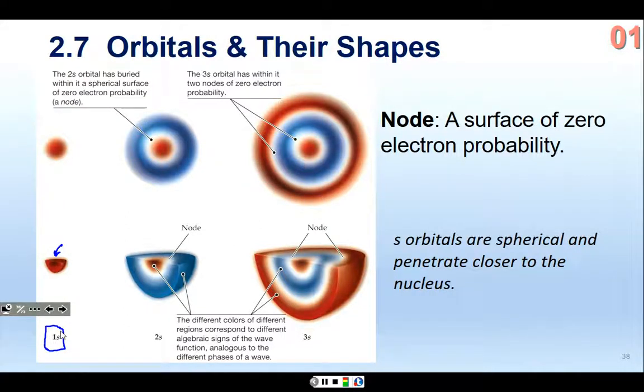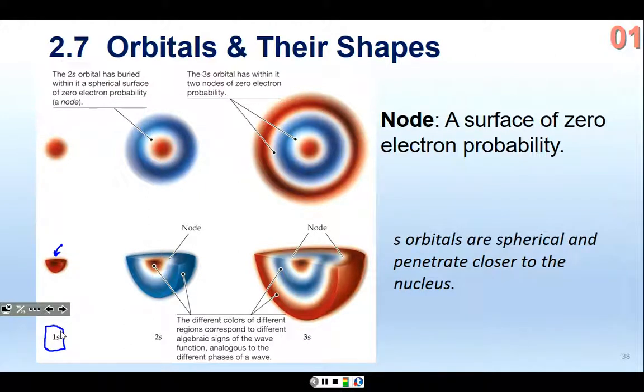The 2s orbital is the same shape, but inside of it, it has a spherical surface of 0 electron probability. That's a node. In other words, the different colors in this diagram, the red and blue colors, are representing two different signs of the wave functions, like different phases of a wave. We'll talk about waves again in a minute.